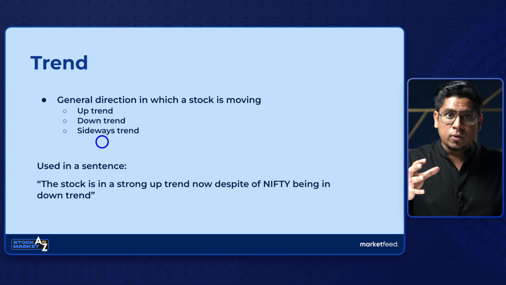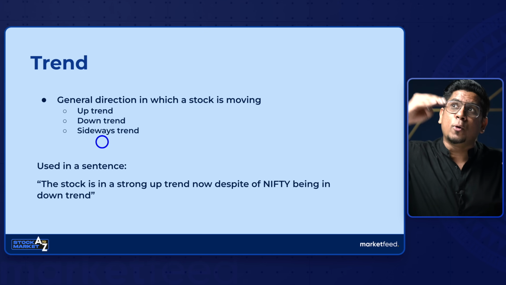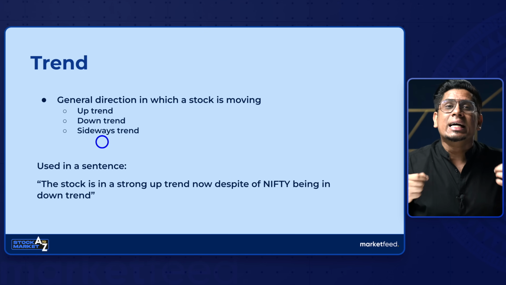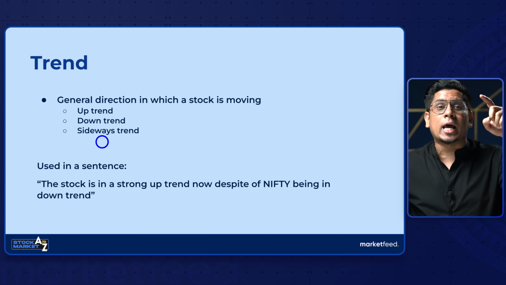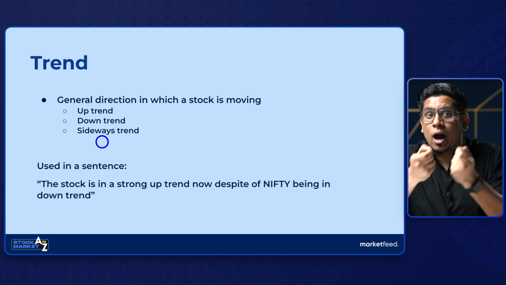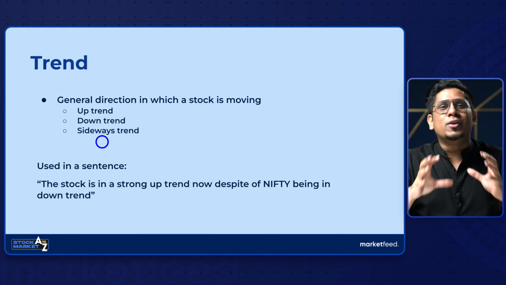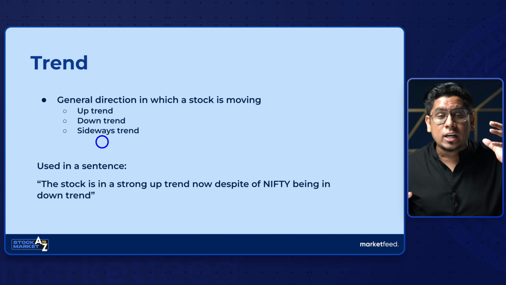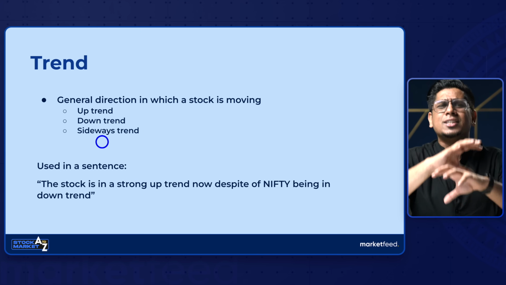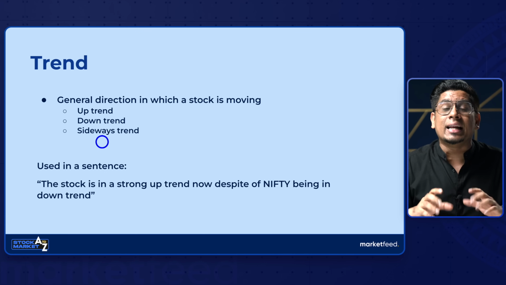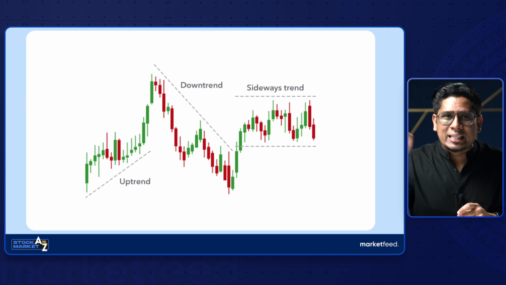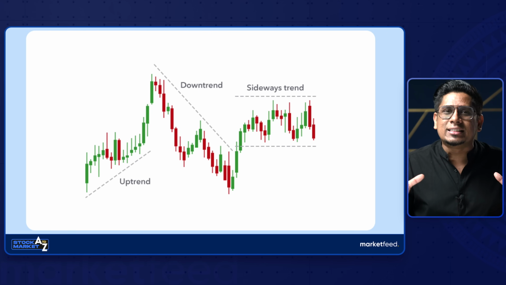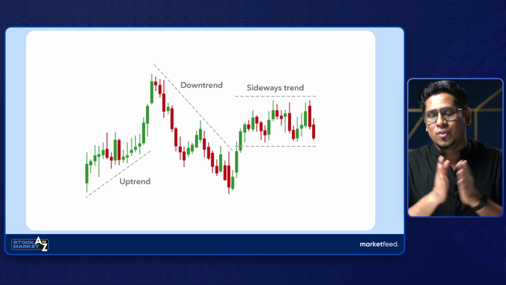If a stock or the index, which is Nifty, is moving up over a period of time, we can say that it is in an uptrend. If the same stock is moving down in a specific time period, we can say that it is in a downtrend. In the third case, if the stock is not moving up and not moving down either, it is just staying in a specific range, we can say that the trend of the stock is sideways. Now, I'll show you pictures here. You can see the picture and understand what uptrend, downtrend and sideways trend are.